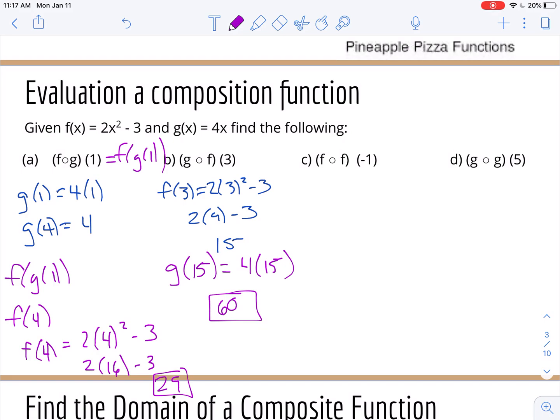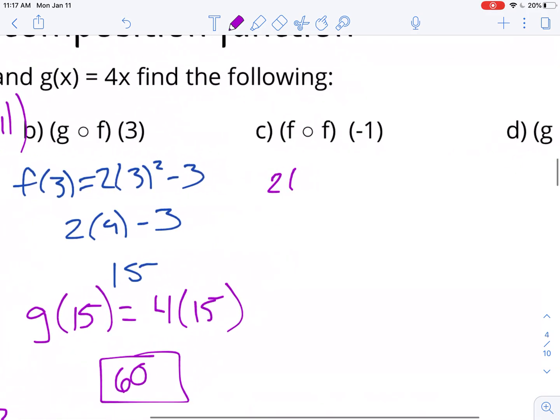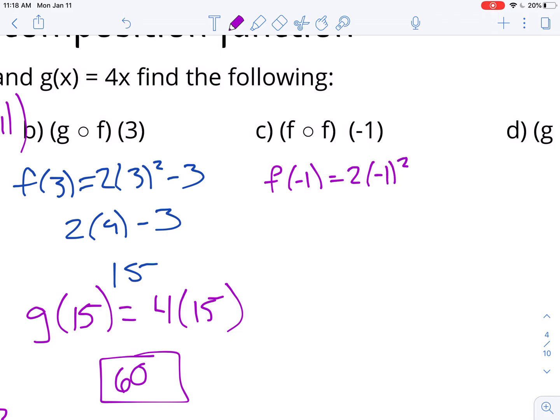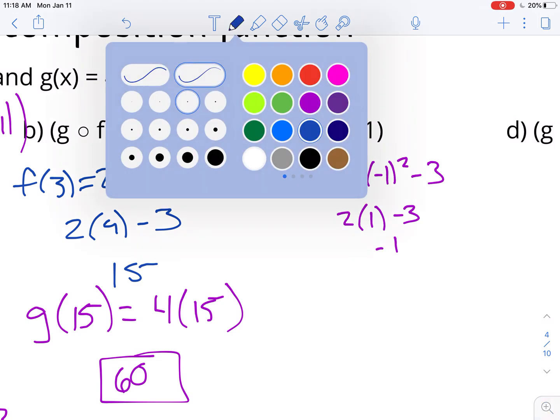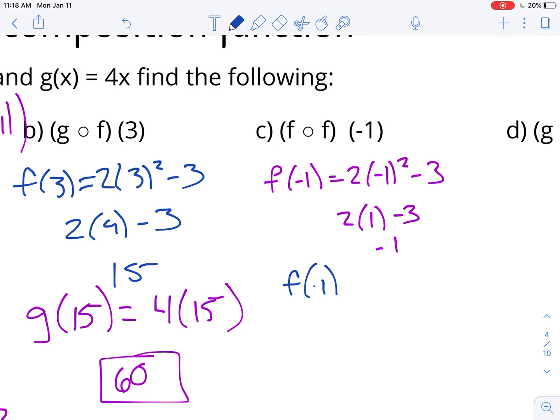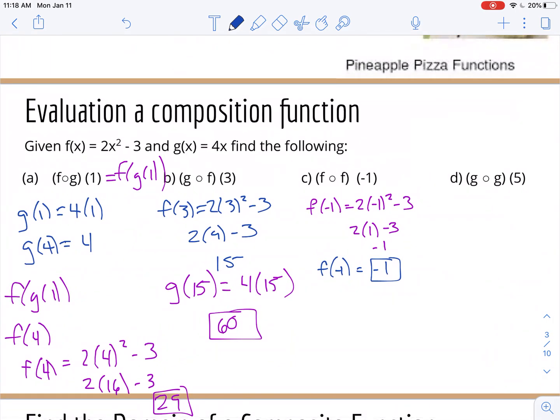If I have f of f of negative 1, the first thing I need to do is find what f of negative 1 is. f of negative 1 is equal to 2 times negative 1 squared minus 3. This is 2 times 1 minus 3, which is negative 1. Now that I have that, I will plug that into f, which just happens to be negative 1 again, and I've already found that f of negative 1 is negative 1. I already did that work. So there we go.